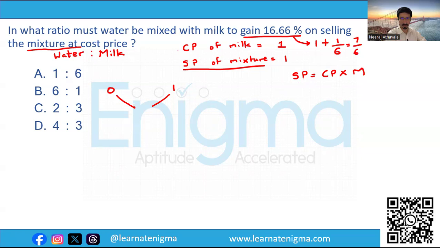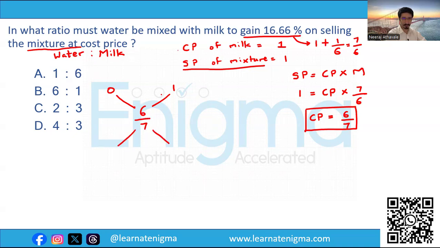So let's substitute it here. So selling price is 1 of the mixture. Cost price of the mixture we have to find out, and the multiplier is 7 upon 6. So we get the cost price of the mixture as 6 upon 7. Okay. So we have 6 upon 7 over here.